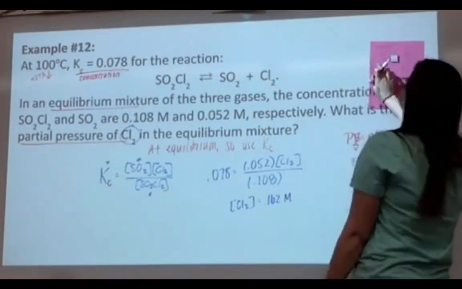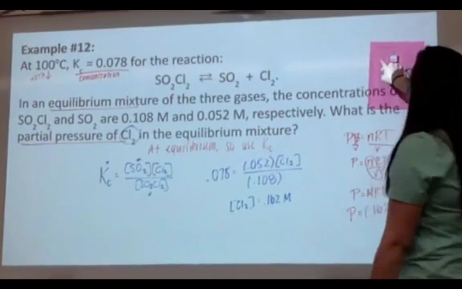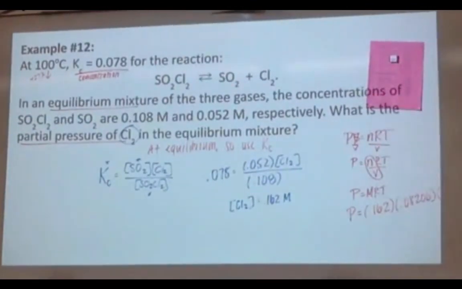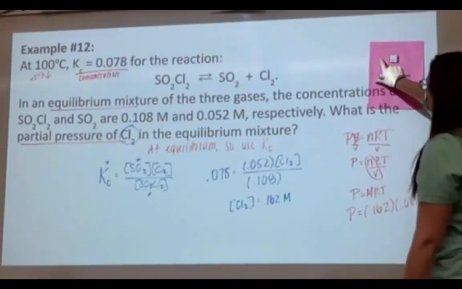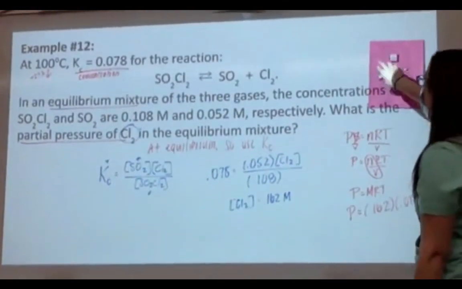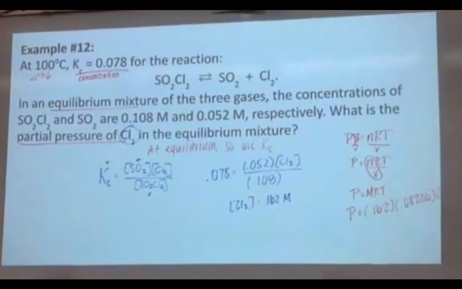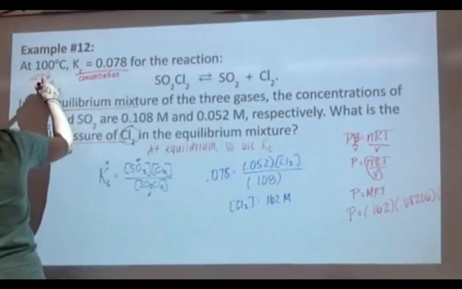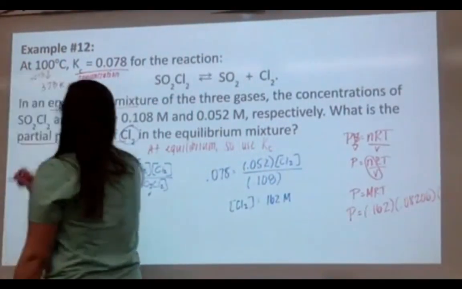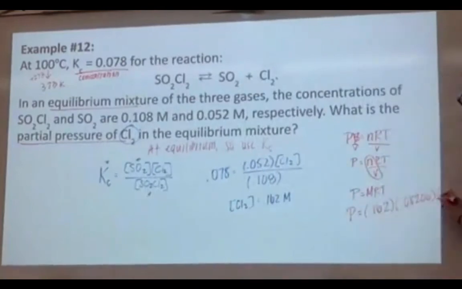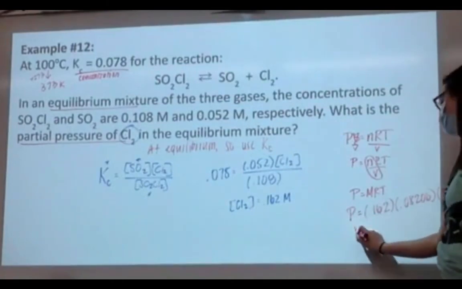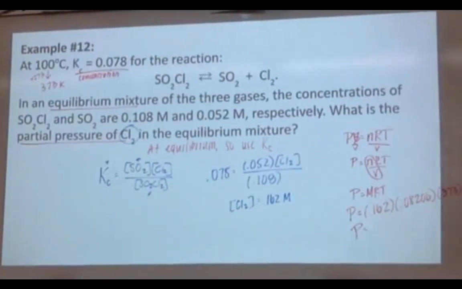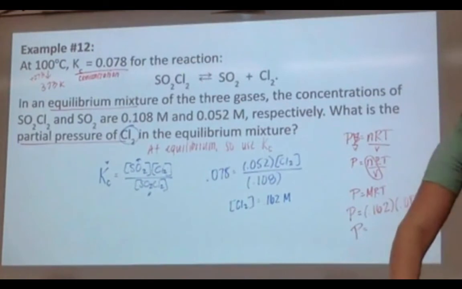On the equation sheet, under gases, liquids, and solutions, so it's on the back, K equals C plus 273. So it is on the equation sheet for you. So the temperature in Kelvin is 373. So molarity times R times temperature in Kelvin will give us the partial pressure of Cl2.